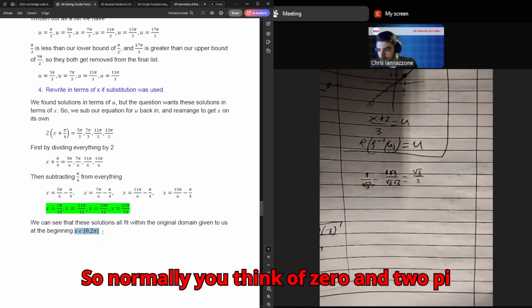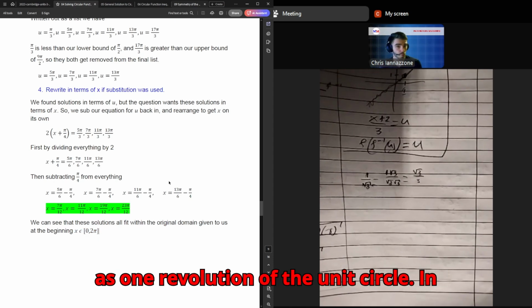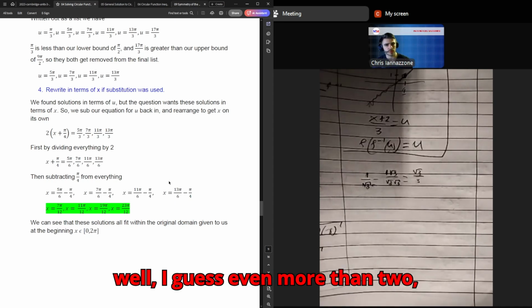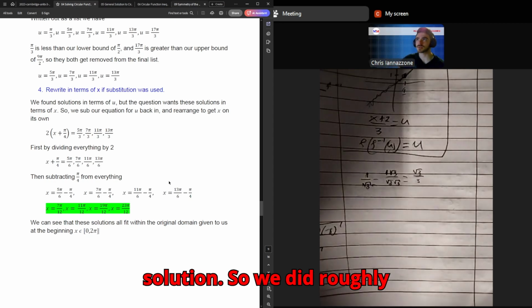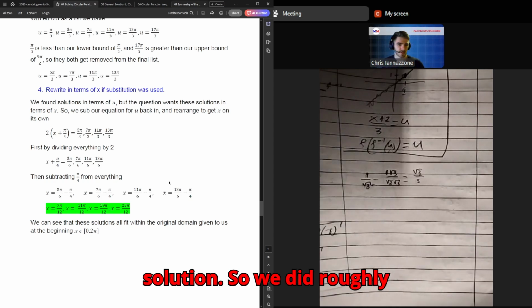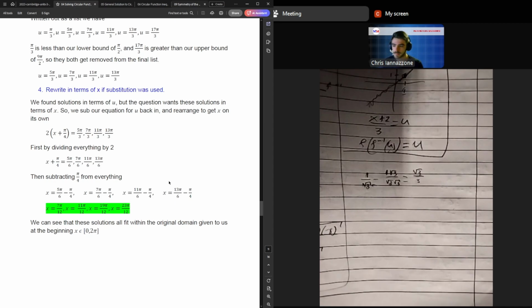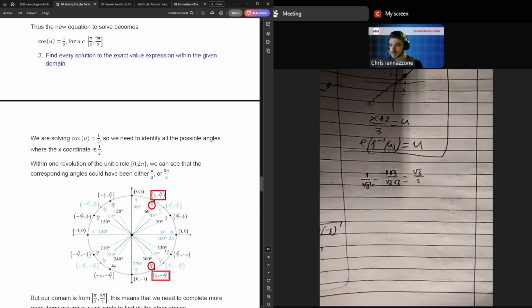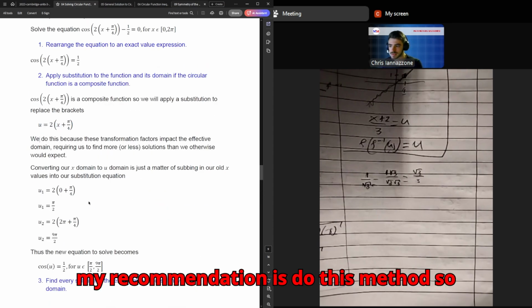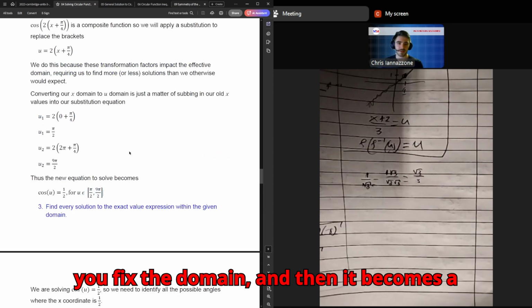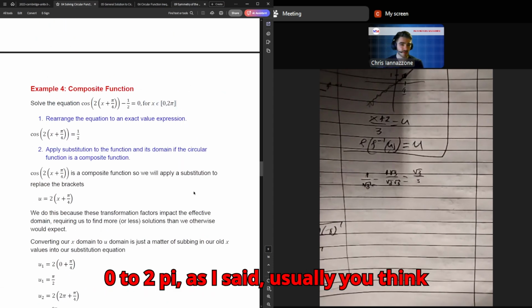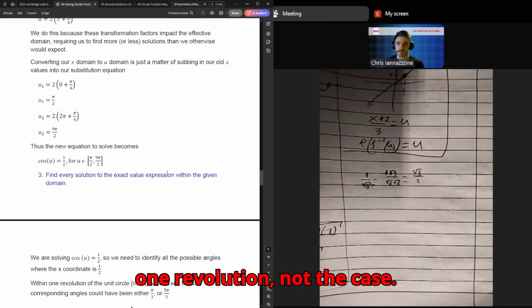So normally you think of 0 to 2 pi as one revolution of the unit circle. In this case, we ended up with 2. Well, I guess even more than 2, technically, since we killed the first solution. So we did roughly 3 revolutions, give or take. This domain is deceiving. So my recommendation is do this method so you fix the domain, and then it becomes a bit more obvious how it happens. Because 0 to 2 pi, as I said, usually you think 1 revolution. Not the case.